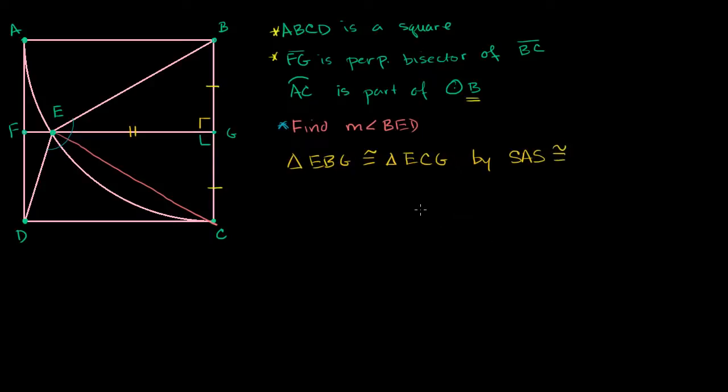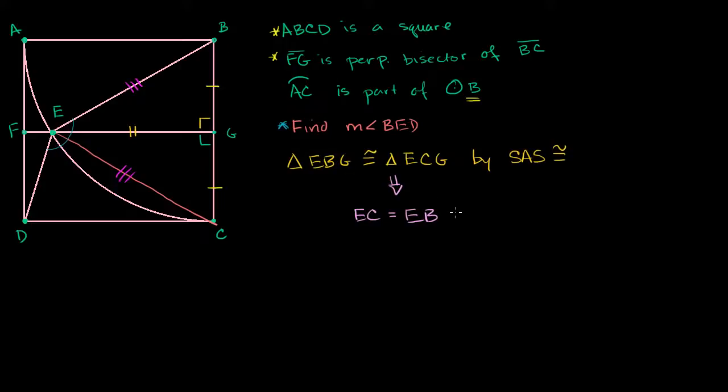And that also tells us that all of the corresponding angles and sides are going to be the same. So that tells us right there that EC is equal to EB. So we know that EB is equal to EC. And what also is equal to that length? Well, once again, this is the radius of the circle. BE is one radius of the circle going from the center to the arc. But so is BC. It is also a radius of the circle going from the center to the arc.